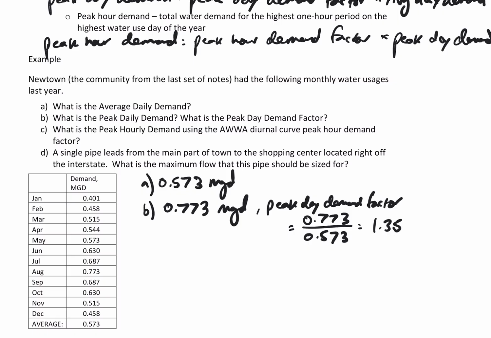All right. Part C, what is the peak hourly demand using the AWWA diurnal curve peak hour demand factor? So again, I don't have data here about what the diurnal curve looks like, so I'm just going to use a generic value, and I'm going to say I'm going to use 1.8, which is my AWWA peak, times, and now it's important that I use the peak day demand, which is from part B, not the average day demand, to get this peak hour demand. So 1.8 times 0.773 MGD, and I get 1.39 MGD.